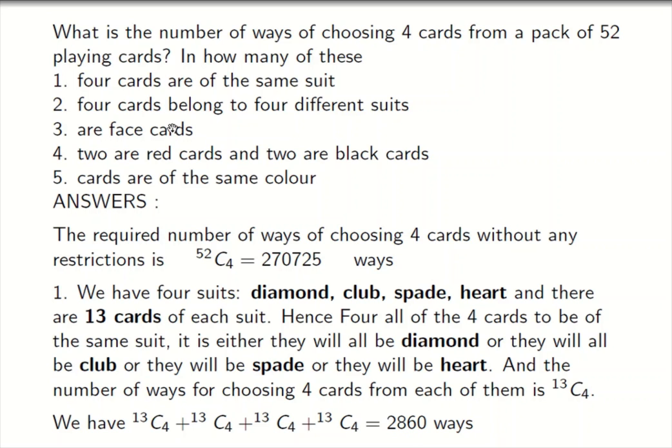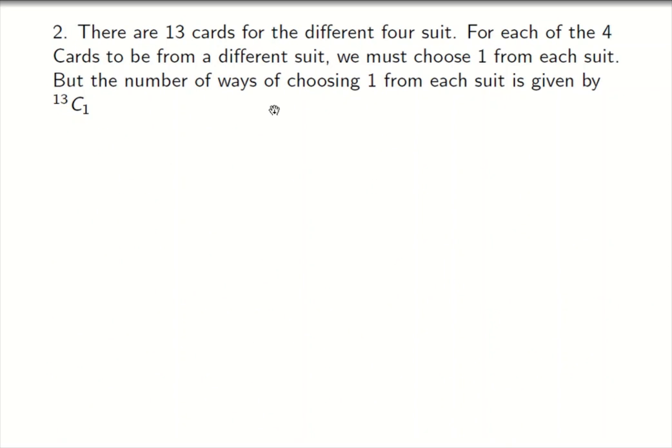Let's look at the second one. Four cards belong to four different suits. So it means I should choose one from each of the suits, because you have four suits. There are 13 cards for each of the four suits, okay? All the four suits have 13 cards. For each of the four cards to be from a different suit, you must choose one from each suit. But the number of ways of choosing one from each suit is given by what?